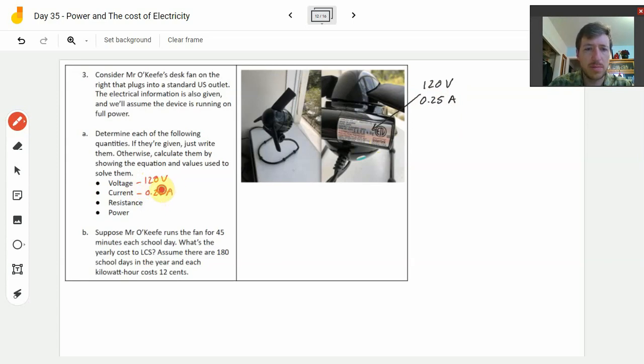0.25 amps. At this point in time, definitely make sure, if you're just following along blindly, give this a pause and see if you can't calculate out what the resistance and the power would be for this one. This one is actually relatively straightforward.